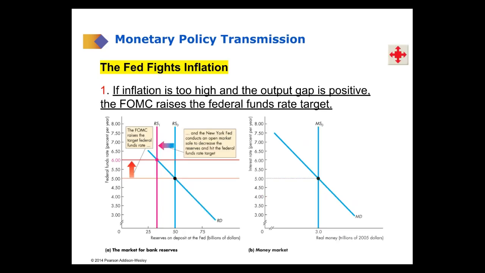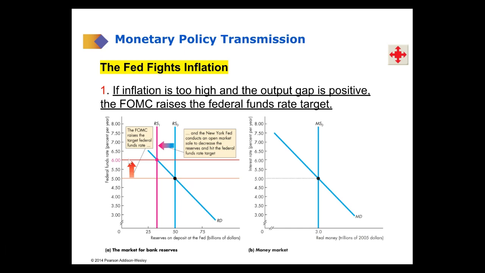We can see a similar process when the Fed wants to fight inflation. Here, inflation is beyond their comfort zone. The comfort zone is 0 to 2%. The output gap is positive, meaning that real GDP is beyond potential GDP. And so the Federal Reserve will raise the federal funds rate target. So they raise it from 5 to 6.